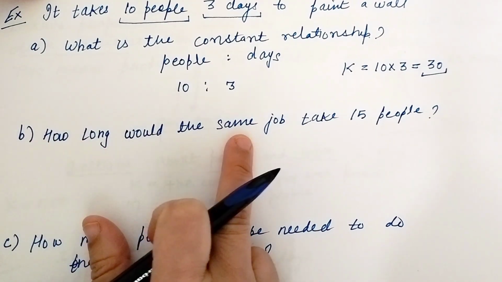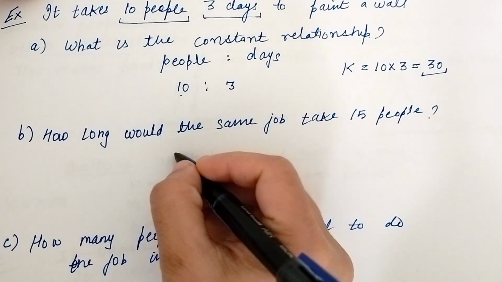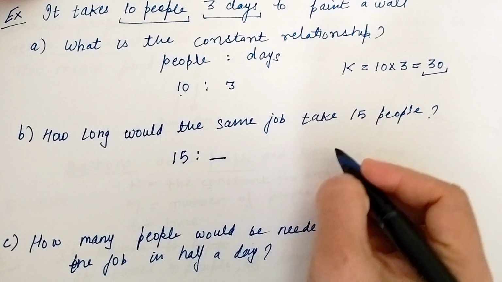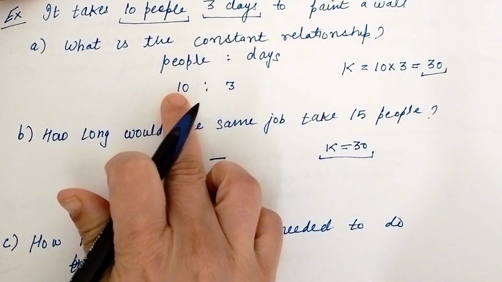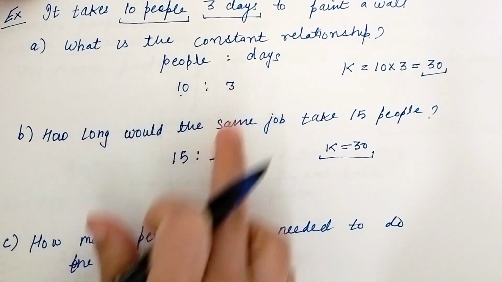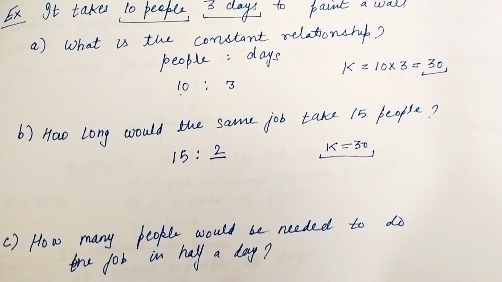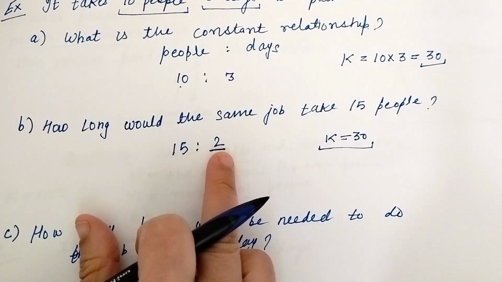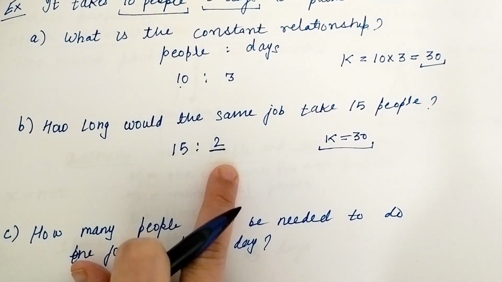How long would the same job take 15 people? So we are making people 15. Ratio, what should I put here? k should be 30. The constant is 30, so the product of this should be 30. So 15 multiplied by 2 is 30. It was very simple. You need to always find the number so that the product is always the same. People increase, days decrease. It's like that.